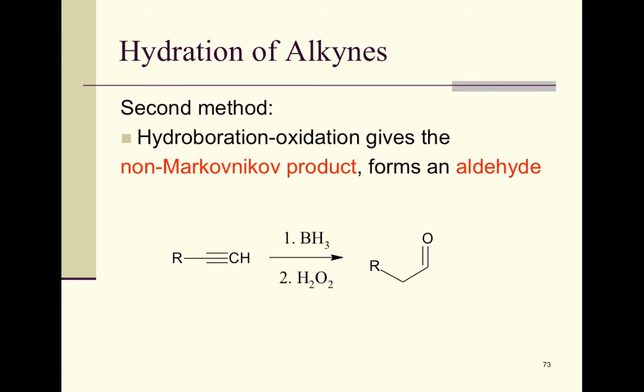Hydration of alkynes. The second method for hydration of alkynes, hydroboration oxidation, gives the non-Markovnikov product and forms an aldehyde. Our R group, here's a carbon here, another carbon. We have the hydroboration happening and we form an aldehyde. On this side is a hydrogen we can't see. This is an aldehyde. This is a 2-step reaction. The first step is BH3. The second step, hydrogen peroxide, H2O2.